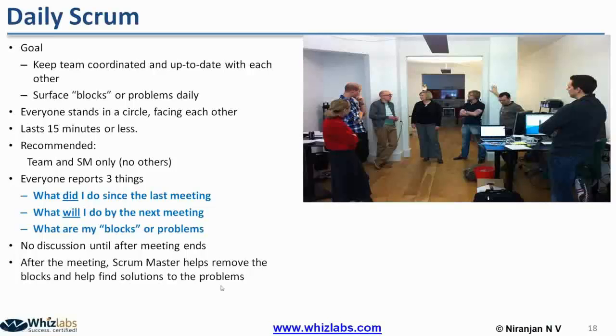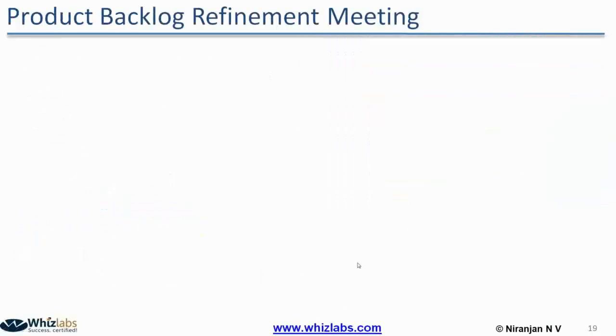I think there are no questions, so I will proceed. Like this, every day the daily Scrum meeting has to be done, and there is something called the product backlog refinement meeting. The goal of this meeting is to prepare the team for the upcoming sprints.